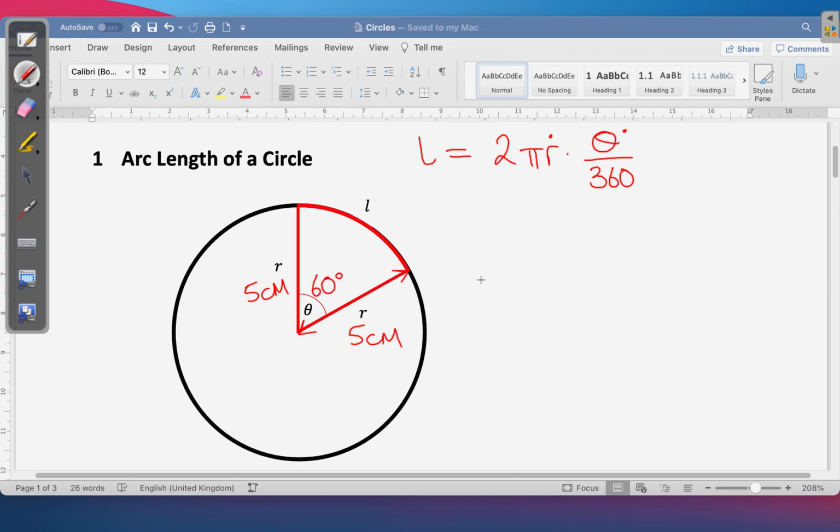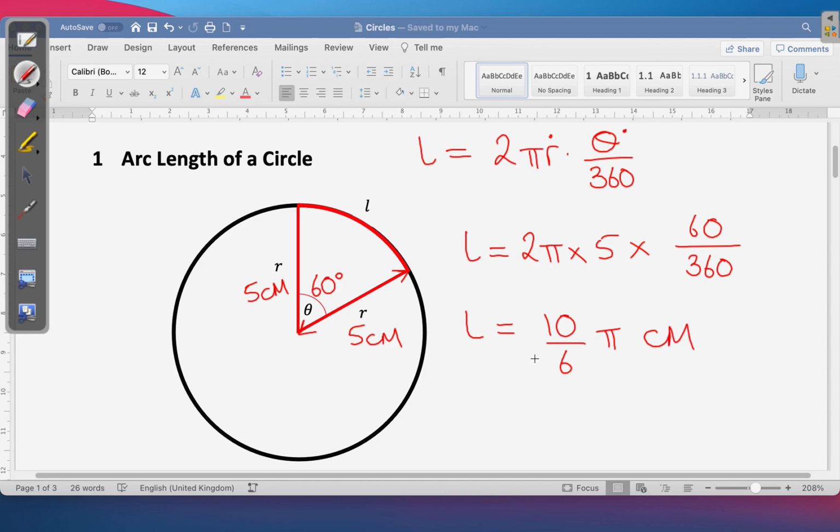So we're going to substitute these numbers into this equation. The arc length is equal to 2 pi times the radius, which is 5, times theta, which is 60, divided by 360. Now we're going to figure out what this is as a simpler fraction. We use our calculators to do 60 divided by 360, and we get a sixth. So L is equal to 2 times 5, which is 10, times a sixth, so that's 10 sixths pi centimetres.